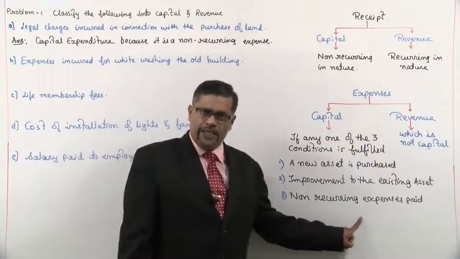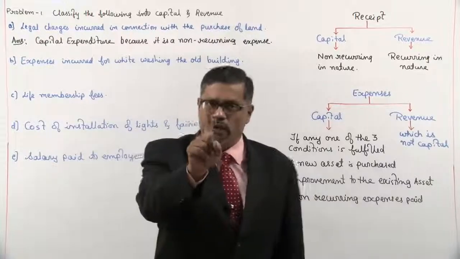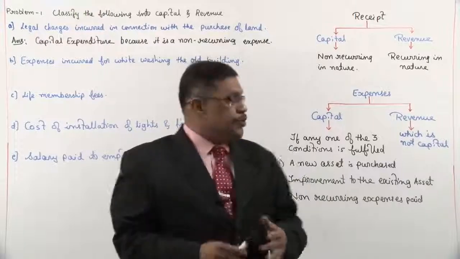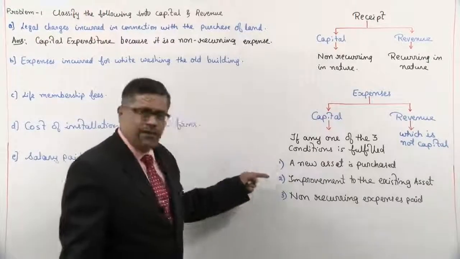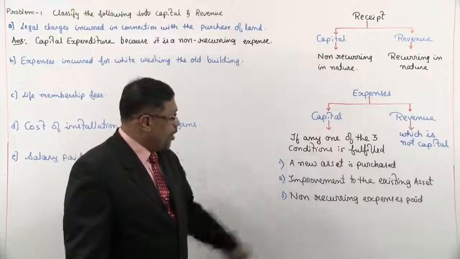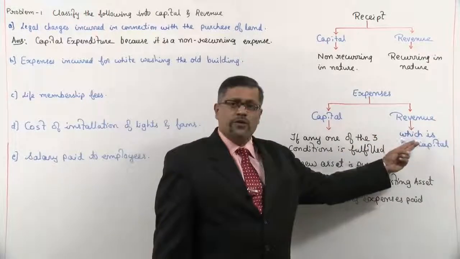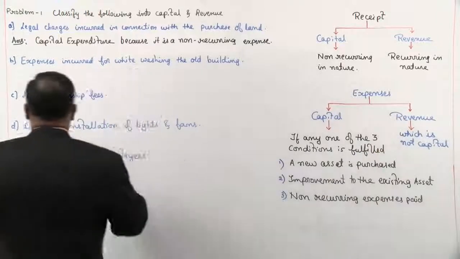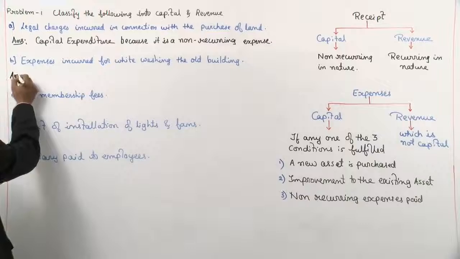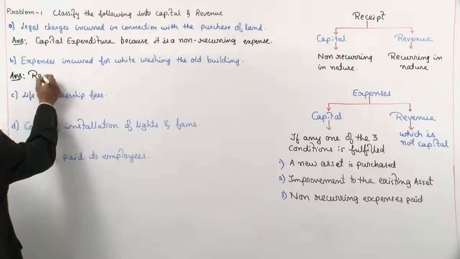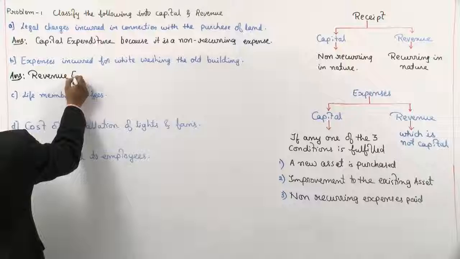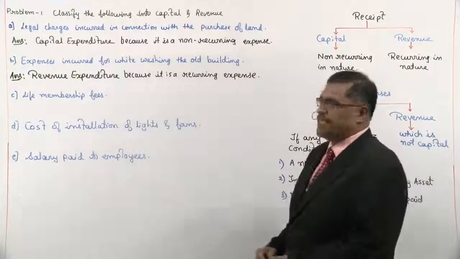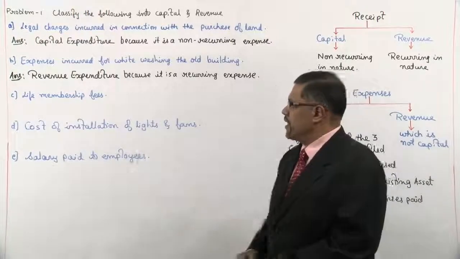Is it a non-recurring expense? Do you paint the building only once? No. After a few years, we again repaint the building. So it does not fulfill any of the three conditions. When it does not fulfill any of the three conditions, it is not capital, and is taken as revenue. So this is a revenue expense. This is how we write it down: revenue expense because it is a recurring expense. Let's see the next one.